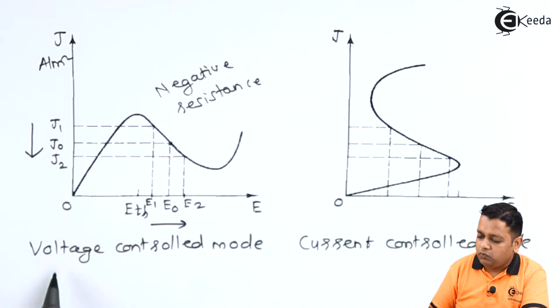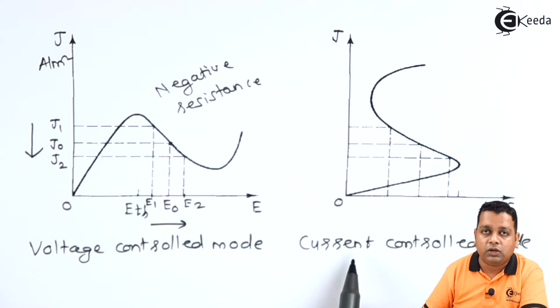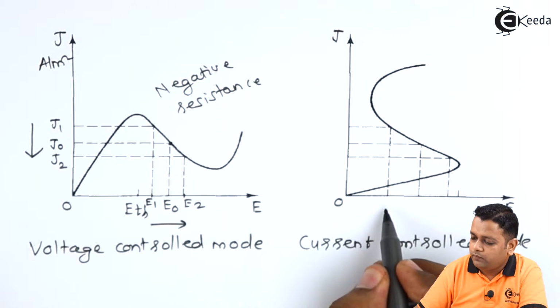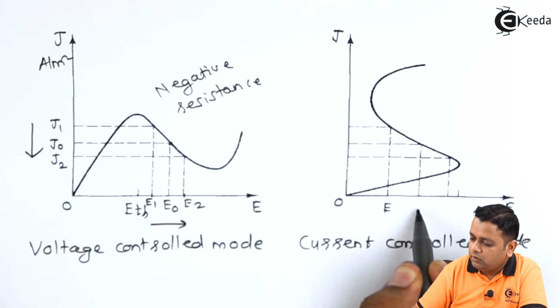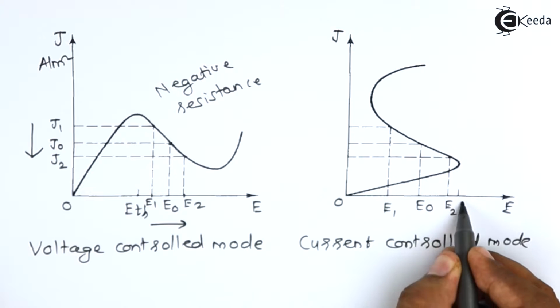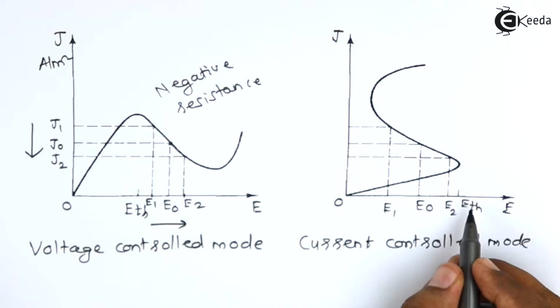So this was in the voltage control mode. Now in the current control mode, here we can have the marking of E0, then E1, then we have E2 here, and this can be the marking of ETH.